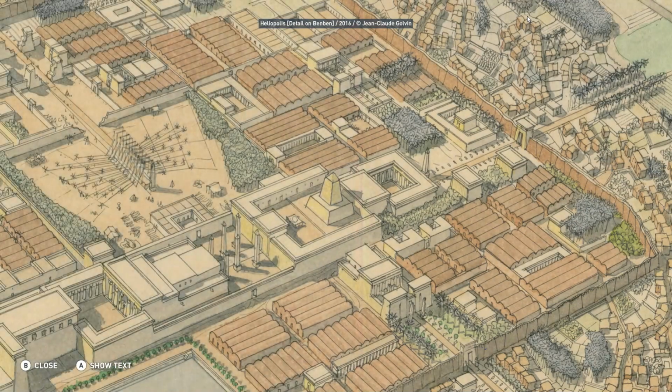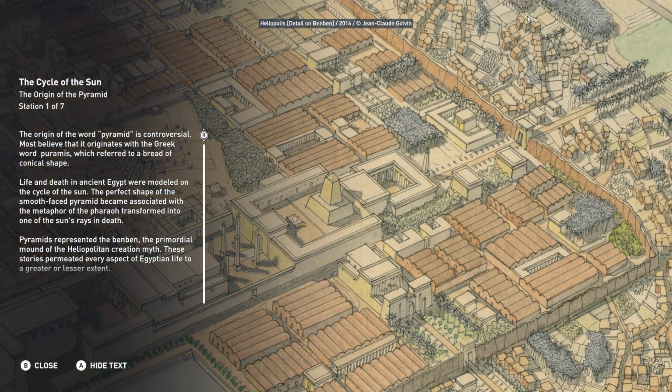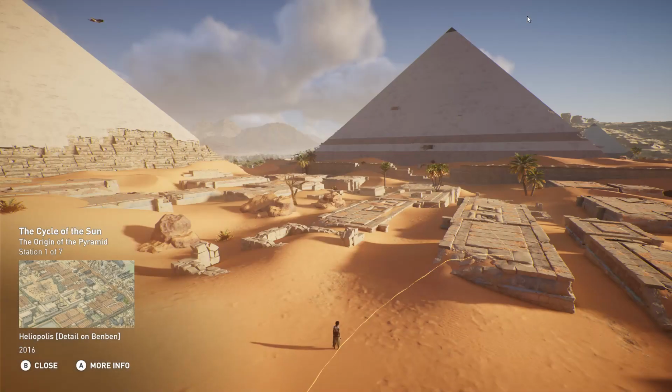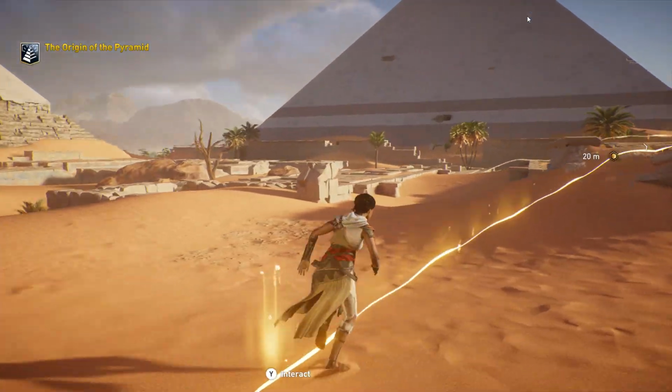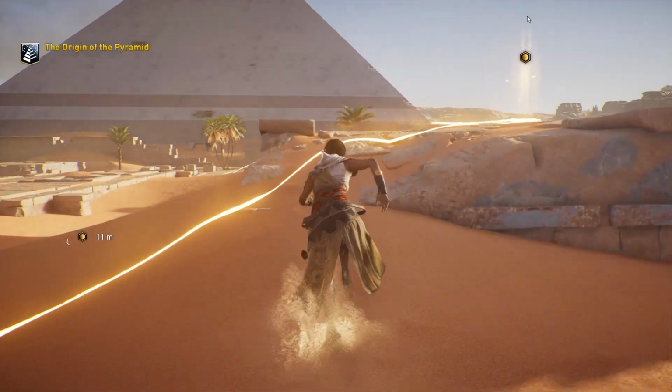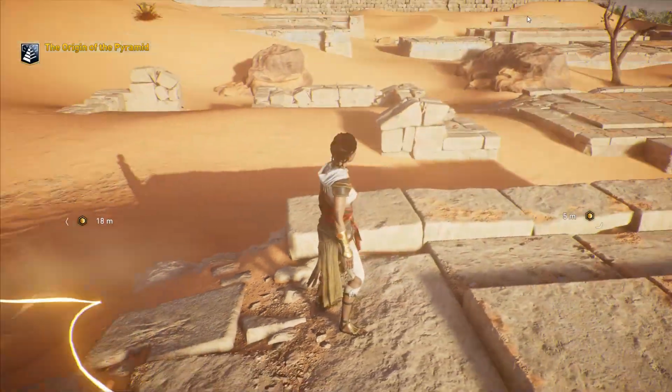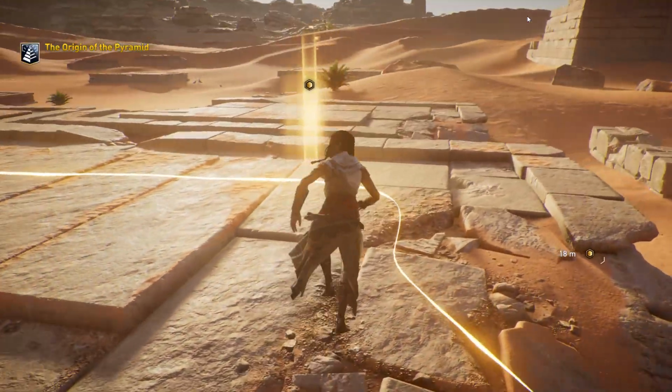The origin of the word pyramid is controversial. Most believe that it originates with the Greek word pyramis, which referred to a bread of conical shape. Life and death in ancient Egypt were modeled on the cycle of the sun. The perfect shape of the smooth-faced pyramid became associated with the metaphor of the pharaoh transformed into one of the sun's.